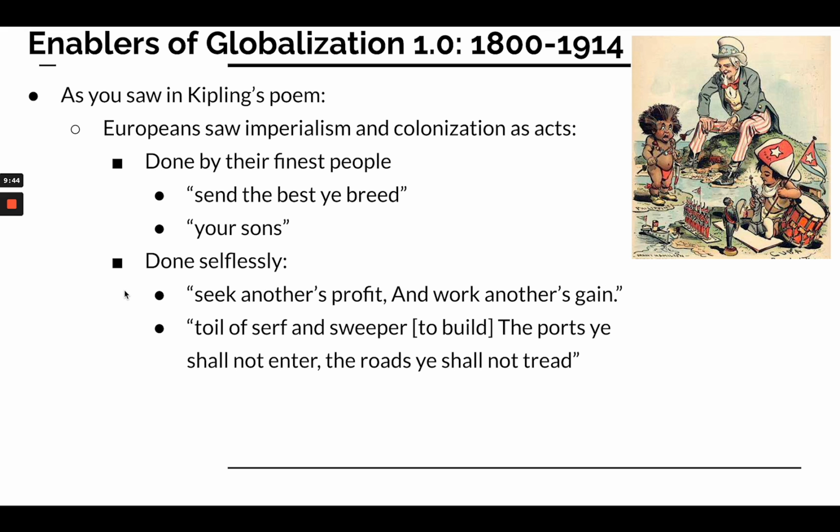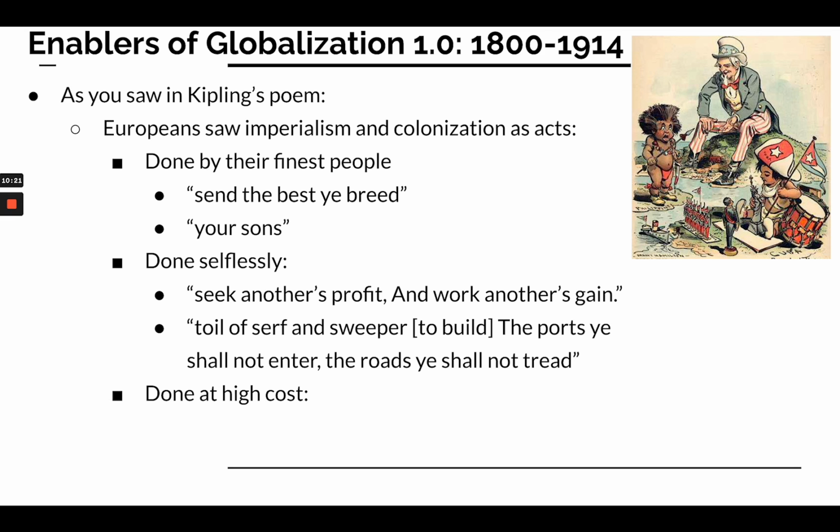And he refers to the work of colonization as the toil of the serf. And as we know from what we've seen before, when we learned about feudalism, serfs are the laborers even lower than peasants. So the toil of serfs and sweepers to build the ports ye shall not enter, the roads ye shall not tread. So this is stuff that some of them will never experience, the fruits of their labor: the ports for shipping that they will never enter, the roads that they will never walk upon will all have come from their selfless efforts.